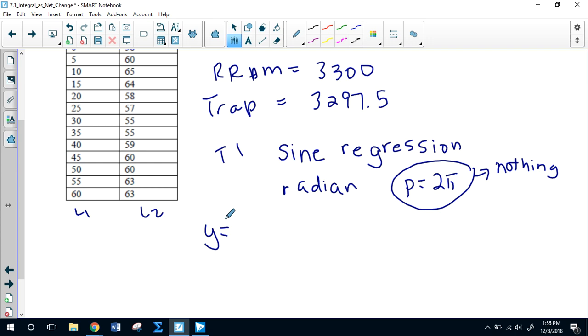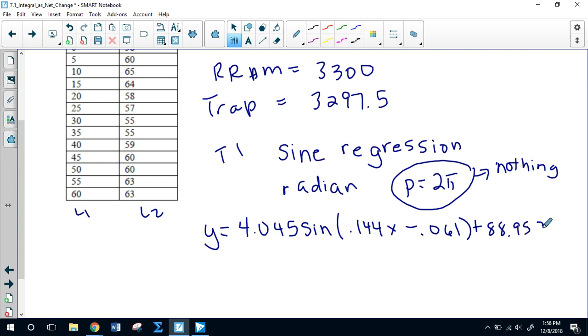All right, so this is what I came up with as a function. I'm rounding here, but if you put it into your calculator and store it in y1, then you would not have the rounded version, which will be perfect for what we're going to do next. So I got approximately 4.045 sine of (0.144x minus 0.061) plus 88.953. And again, this is my rounding. Leave it in your Y1 in your calculator the way it is.